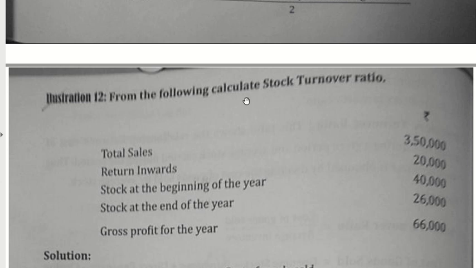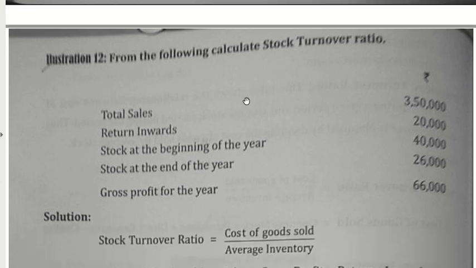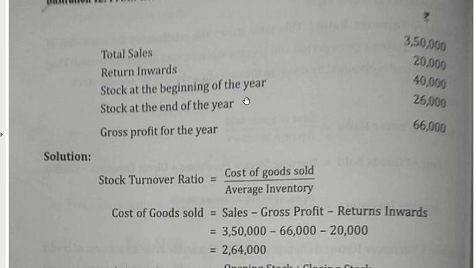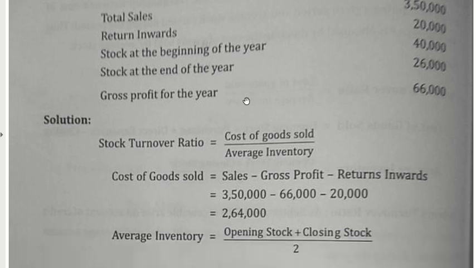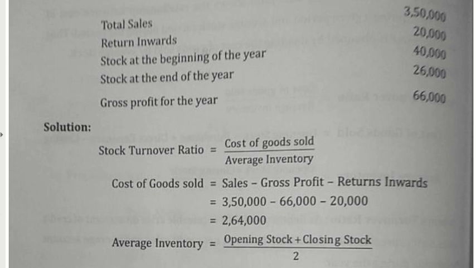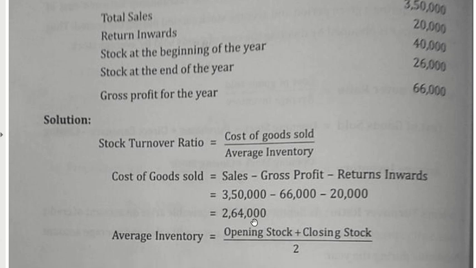So your first question is, from the following calculate stock turnover ratio. They have given total sales, return inwards that is nothing but your sales returns, stock at the beginning of the year, stock at the end of the year, and gross profits they have given. So your stock turnover ratio formula is cost of goods sold divided by average stock. So cost of goods sold, you have your sales given. So your total sales, you take it minus the gross profit which is given in the question, minus any return inward, that is your sales return. So you get your total up to be 2,40,000.